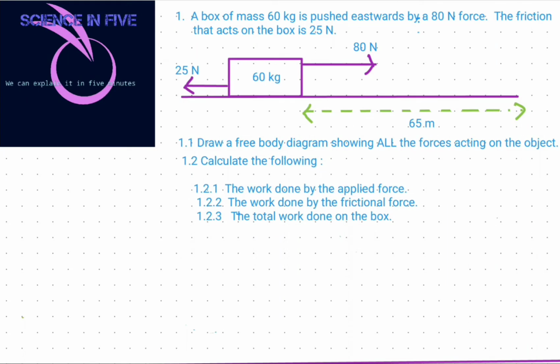In this question, we've got a box of mass 60 kg pushed eastwards by an 80 Newton force. The friction that acts on the box is 25 newtons. So the box is going to travel a distance of 65 meters east.